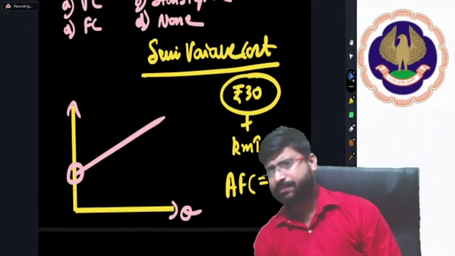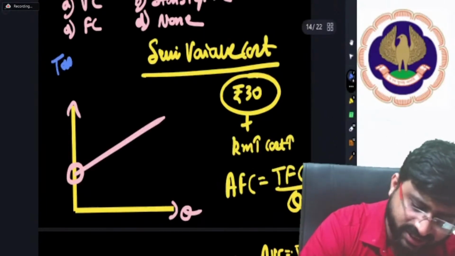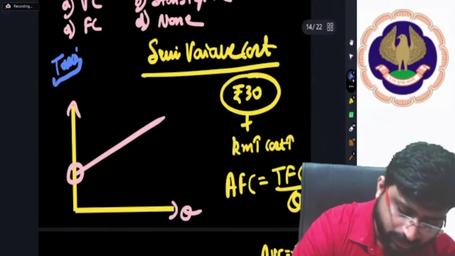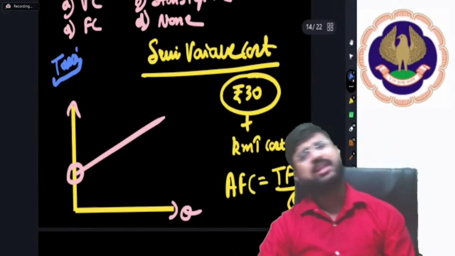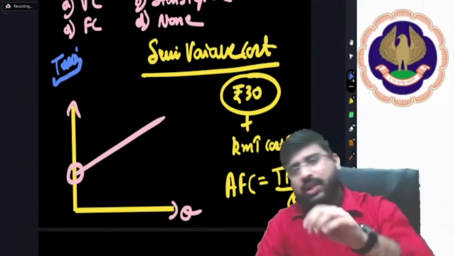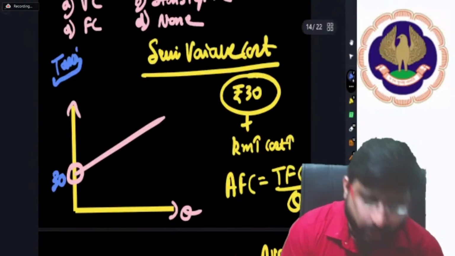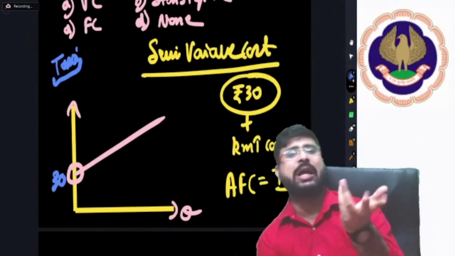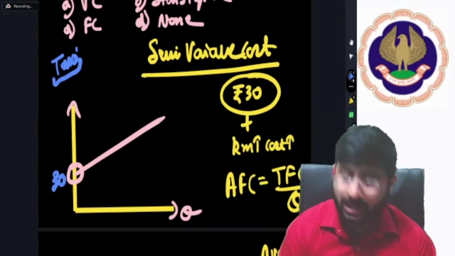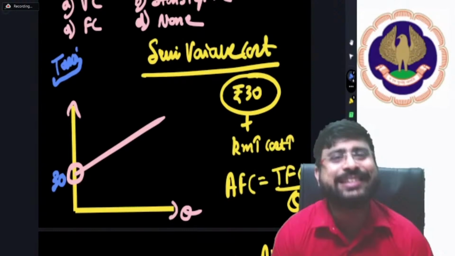Guys, you will tell me, have you sat in a taxi anytime? It can be any taxi locally available. Now, if you sit in a taxi, what will happen? As soon as you sit, there is a fixed fare, let's say 30 rupees. So as soon as you sit, 30 is fixed, you will have to pay that. But now, the more kilometers you cover, the more the cost increases.